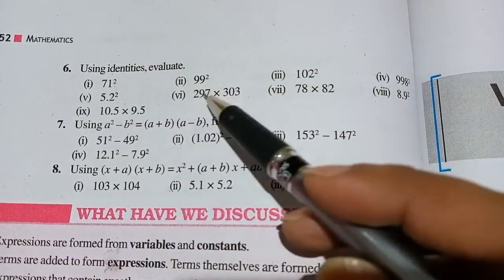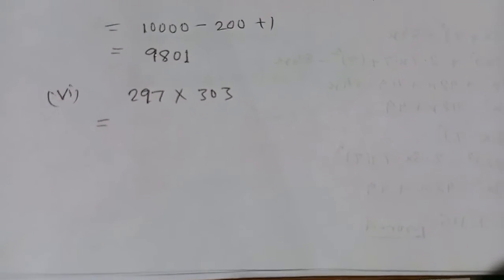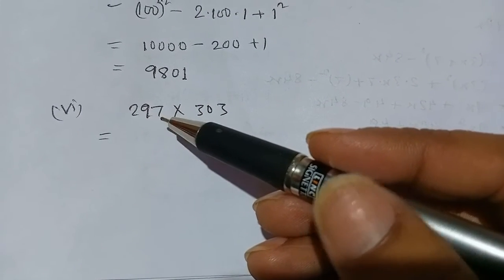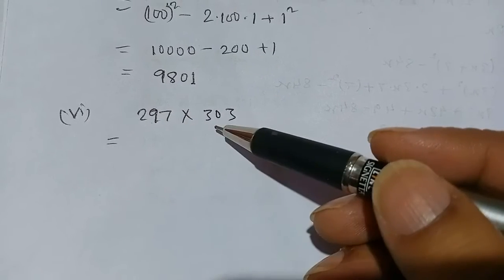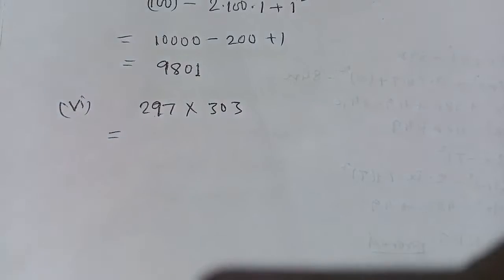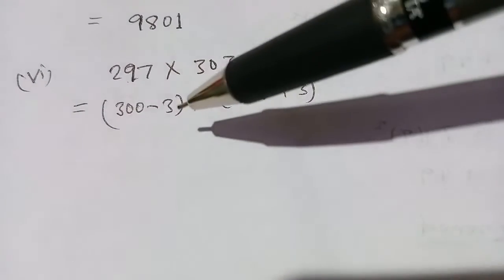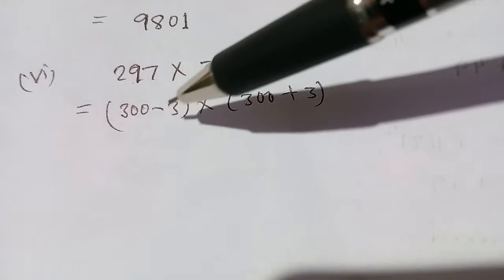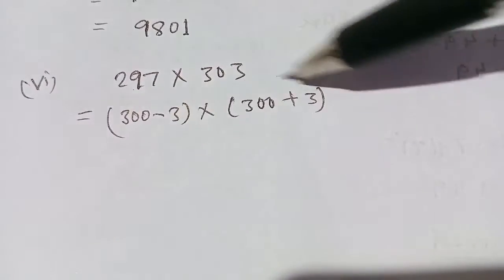Suppose this is number 6, where 2 numbers are there. How can you do 2 numbers? Whenever there are 2 numbers, you have to break them in such a way that the a and b become the same. 297 can be written as 300 minus 3, and 303 can be written as 300 plus 3. Now see, in both the cases there are the same numbers. Here 300, here also 300, here 3, here also 3.